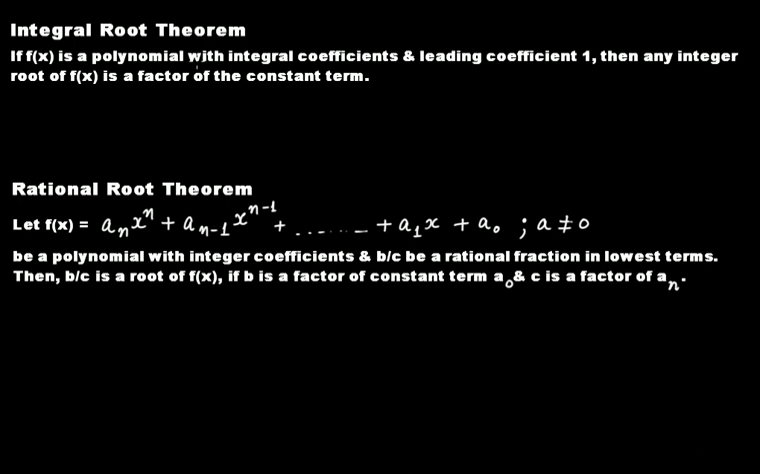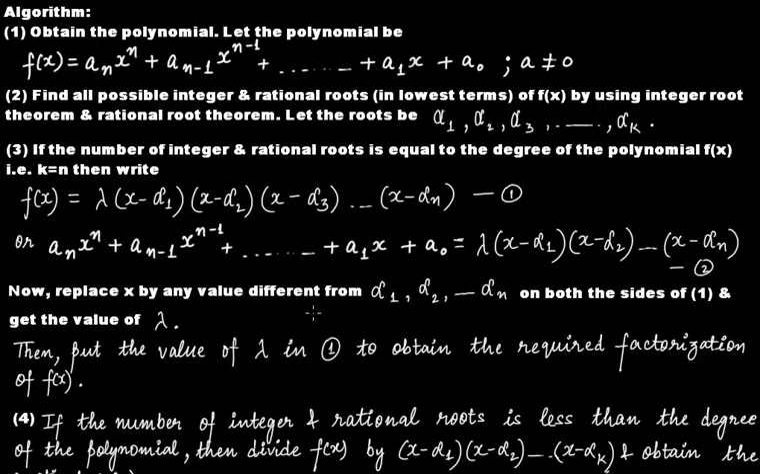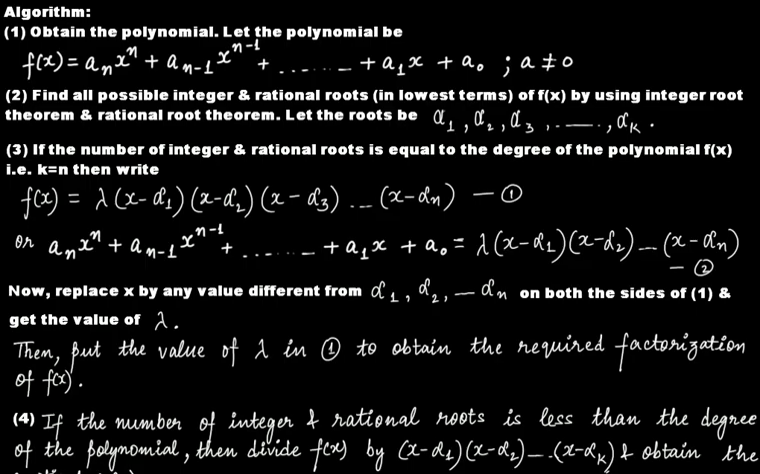Now integral root theorem and rational root theorem, both these two theorems are actually related to each other, and I'll explain you these two theorems and the algorithm to find the factors of a polynomial. But if I try to explain you this theorem and then this algorithm by reading, it will literally scare you. Okay, I'll take an example, in fact two examples, and then I'll explain you step by step each and everything. Okay, let's begin.